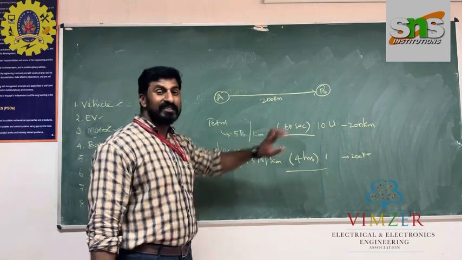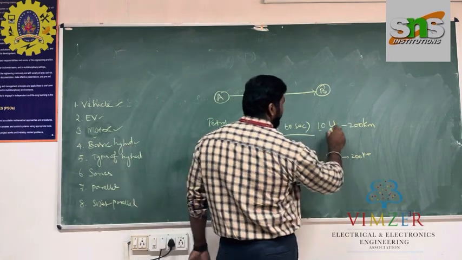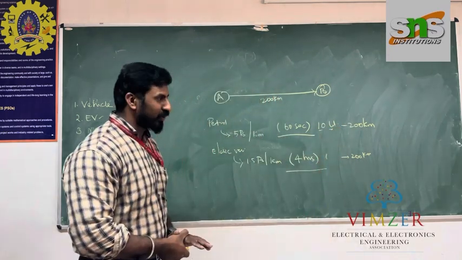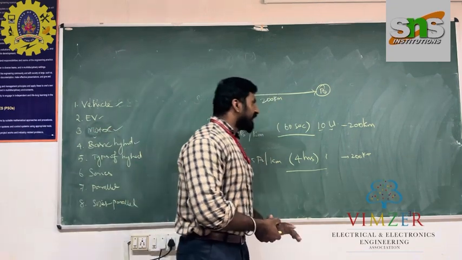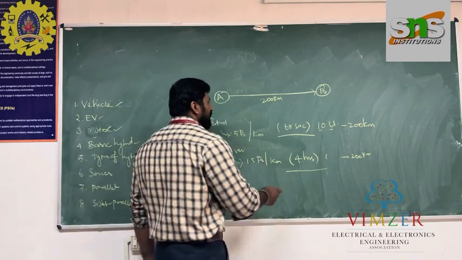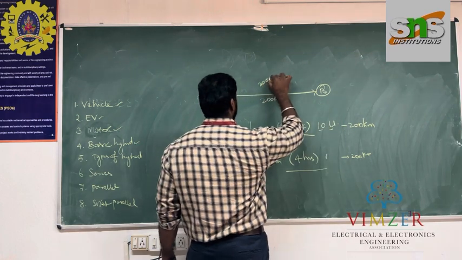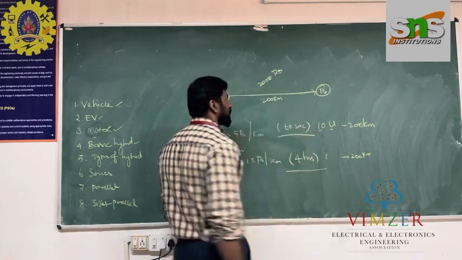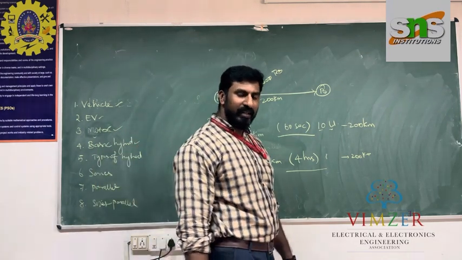The time will be 60 seconds. For 200 kilometers I can use 10 liters of petrol, because 1 liter of petrol will give 20 kilometers approximately. So 10 liters of petrol will give 200 kilometers approximately. So the cost will be, 1 liter of petrol 100 rupees, just imagine, 2000 rupees. It is a running cost. 2000 rupees is the running cost.